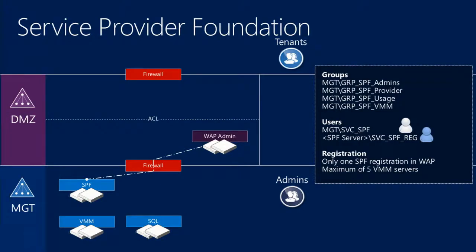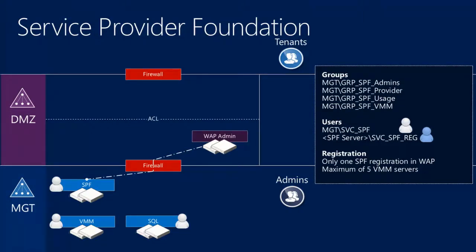And when you have those 4 groups, you also have to create a service account. And this service account is a domain user that has to have some additional permissions. The additional permissions you'll have to create: first, you have to add this service account to the 4 local SPF groups that are on the SPF server. That is 1. You'll have to add the service account to VMM as an admin. That's 2. And the third one is add this service account to SQL as a sysadmin.